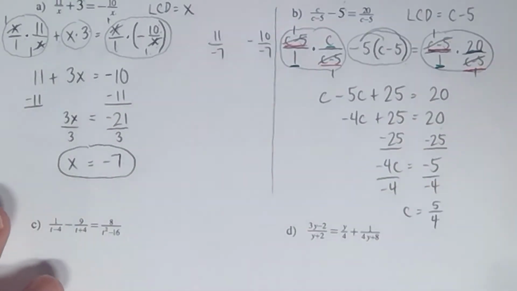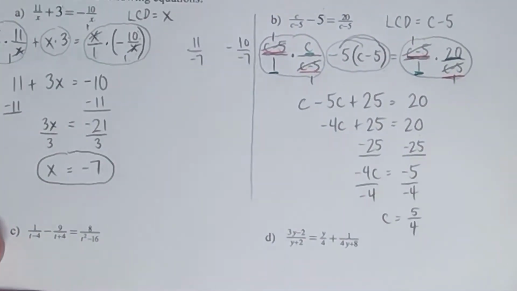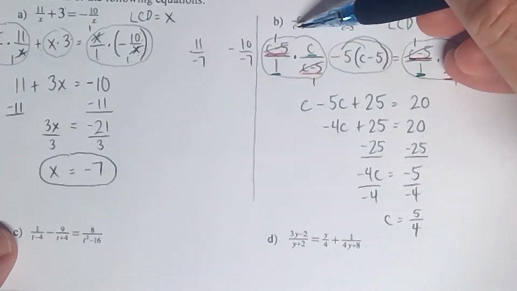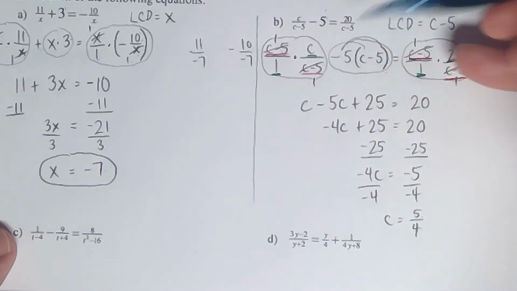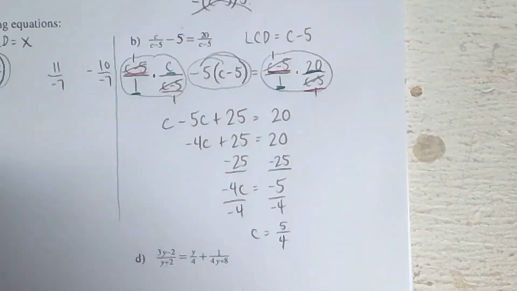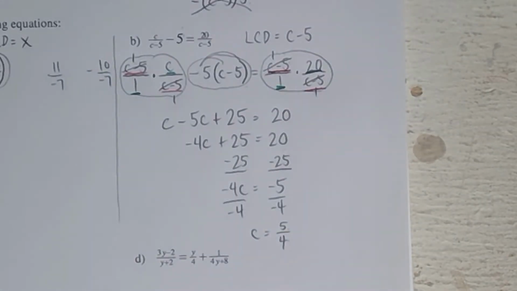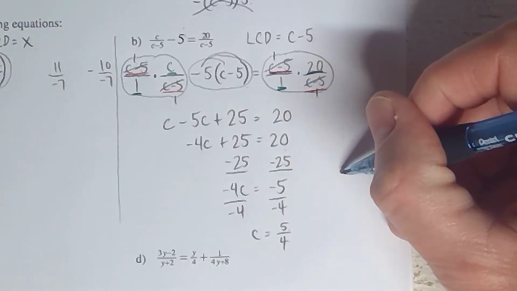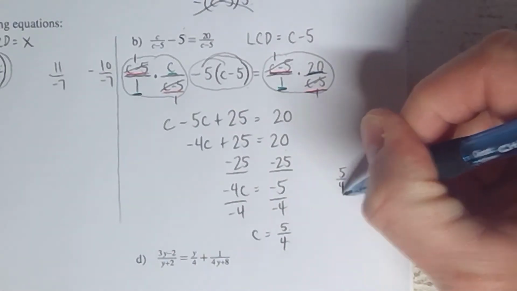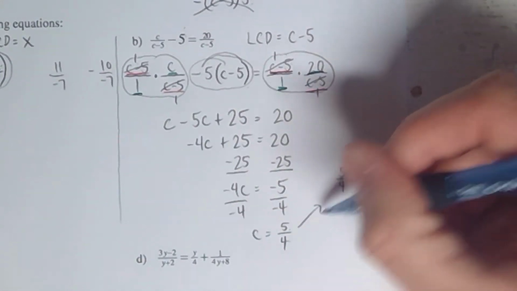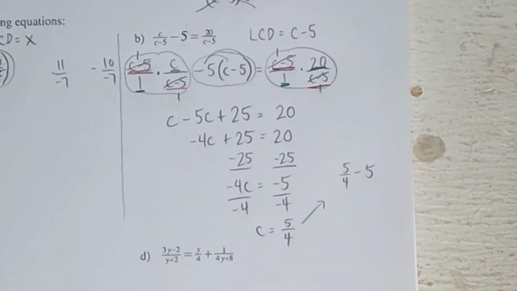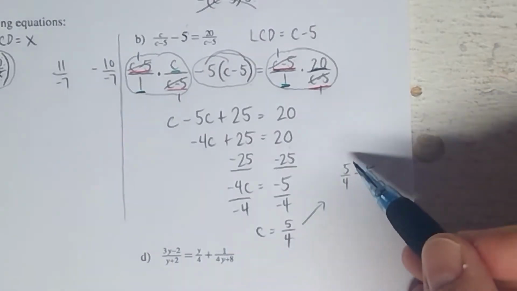But what's that thing that I always have to do when I'm solving a fraction equation? Okay, I need to take that answer and plug it into the two denominators up here to make sure that they're not 0. They could be any number in the world and it's fine, as long as it's not 0. So this one right here and this one right here, they're the same denominator, right? They're C minus 5. And so if I plug the 5/4 into those denominators, I get 5/4 minus 5.